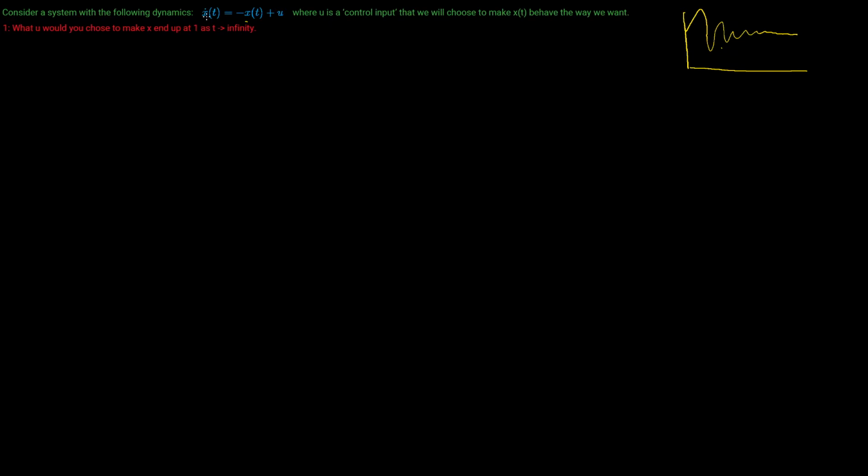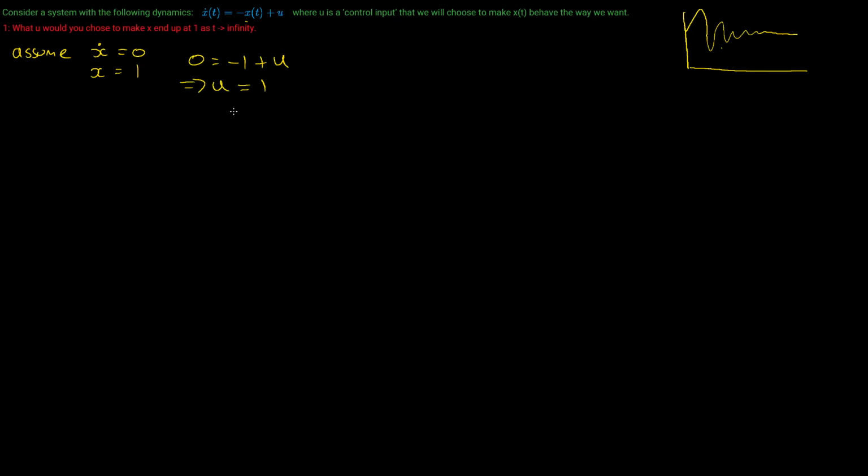So with that in mind, that means that the derivative must be 0 because this is no longer changing. So if we were going for the steady state value, let's assume that x dot is equal to 0, and we know we want our x to end up at 1 in this steady state. So then x is equal to 1. If we substitute these into this equation, we get 0 is equal to minus 1 plus u, and the only way this can be true is if u is equal to 1. So this implies that u is equal to 1.